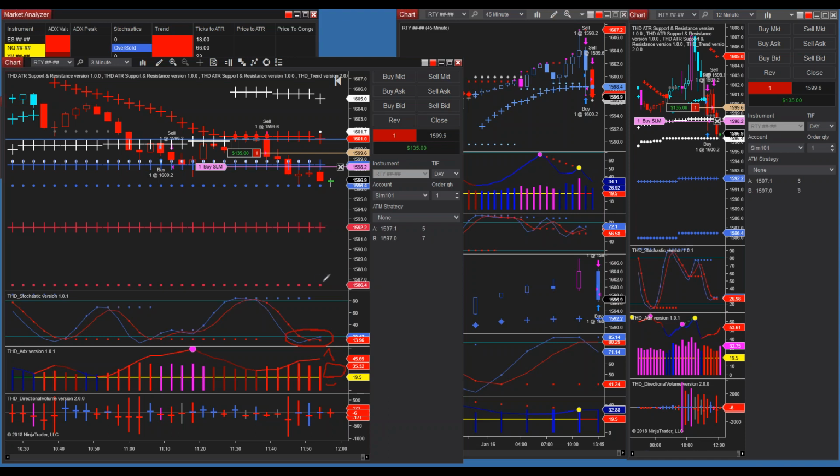And I'm really wanting it to come down to 1592. Sorry about that. I'm really wanting it to come down to here. But I'm trailing it so that I don't lose all of my profits while still providing an opportunity for price to move in my direction. Does everybody understand that?